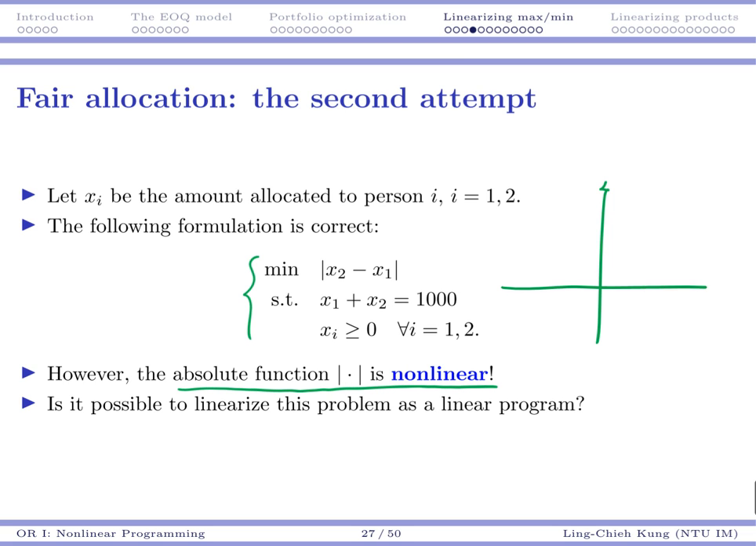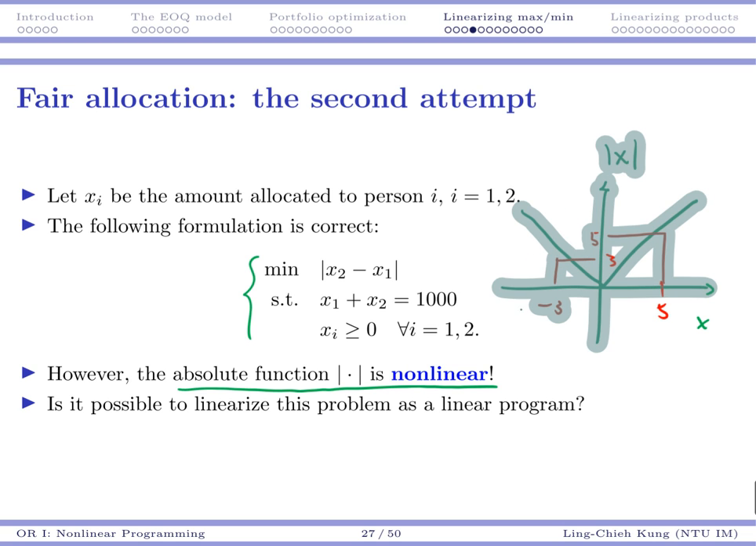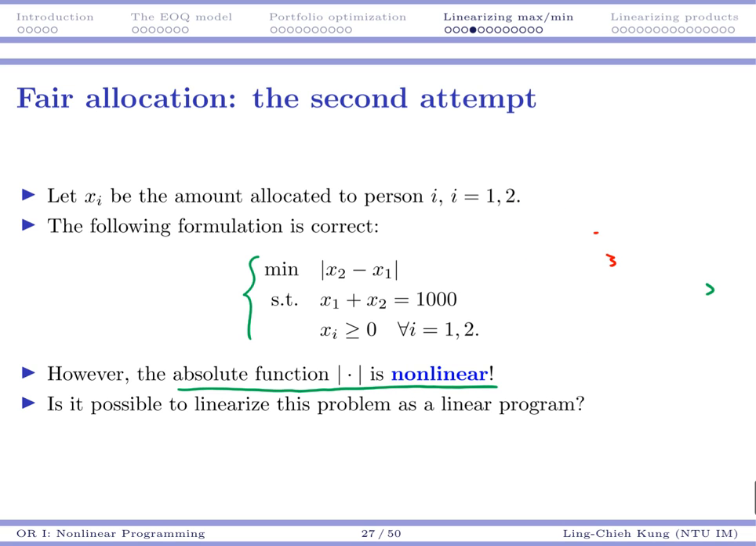Why is that? Because pretty much it looks in this way. This is x, this is your absolute value of x. If you are having 5, it goes to 5. If you have negative 3, it goes to 3, right? So your absolute value function is nonlinear. So we cannot just leave a nonlinear function here. That does not give us a linear program.